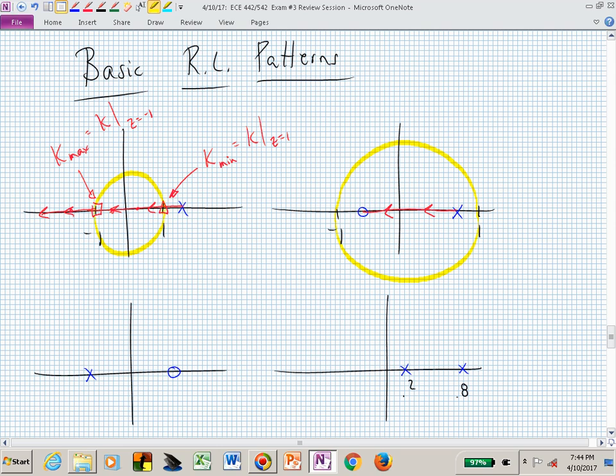What about this pattern? How many real line segments exist? Again, there's 3. How many are on the root locus? 1, and which one? The one between the pole and the 0. Now as I crank up the gain K, I move from that pole to the 0. Are there any values of K that might make this system stable?